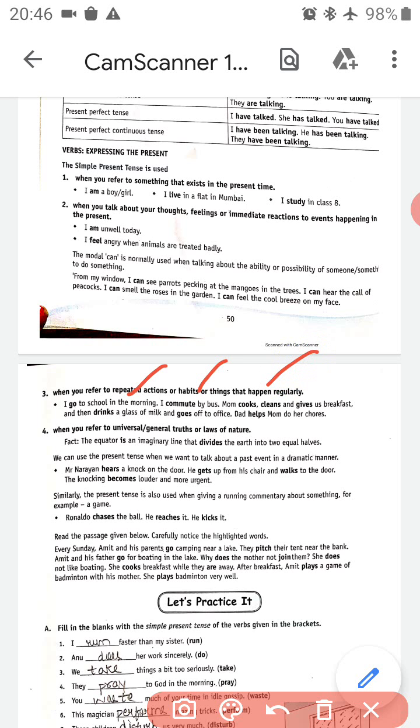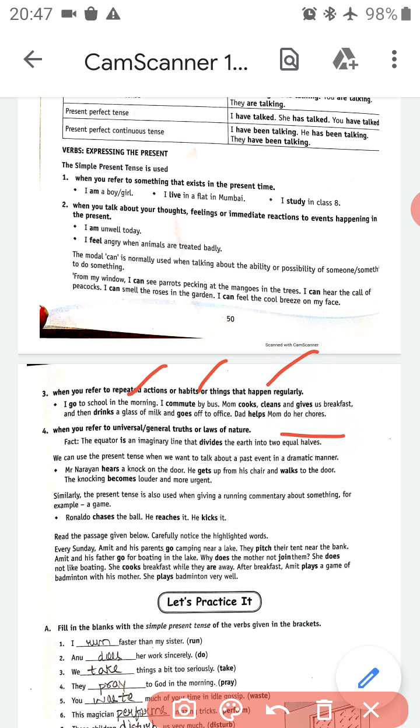When you refer to universal or general truths or laws of nature. A universal truth means a truth which you can't say is not the truth. Like a universal truth can be: the sun rises in the east. This is a universal truth. ये झुटलाया नहीं जा सकता, एक ऐसी बात जो झुटलाई नहीं जा सकती. So whenever we talk about universal truths, they are also given in simple present tense.